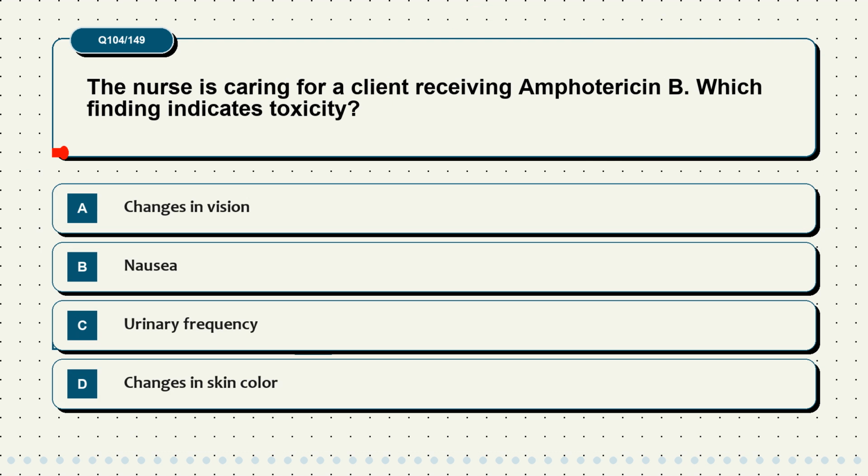Question 104. The nurse is caring for a client receiving amphotericin B. Which finding indicates toxicity? Here are the options. Option A. Changes in vision. Option B. Nausea. Option C. Urinary frequency. Option D. Changes in skin color.